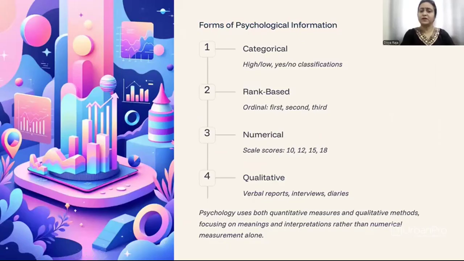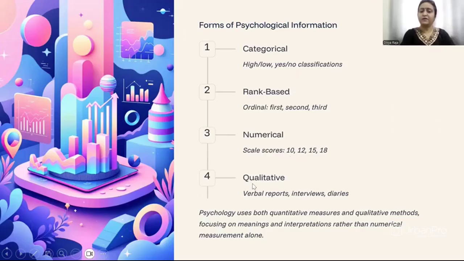There are different forms of psychological information, and it is somewhat crude. It is not very accurate, like scientific data, which is driven by numbers. So, psychological data is categorical. You have in your survey the high or the low, or how strongly you agree or disagree, and so on. Or it could be just yes or no classifications, and it could be rank based. And you have numerical data which falls into a particular range.